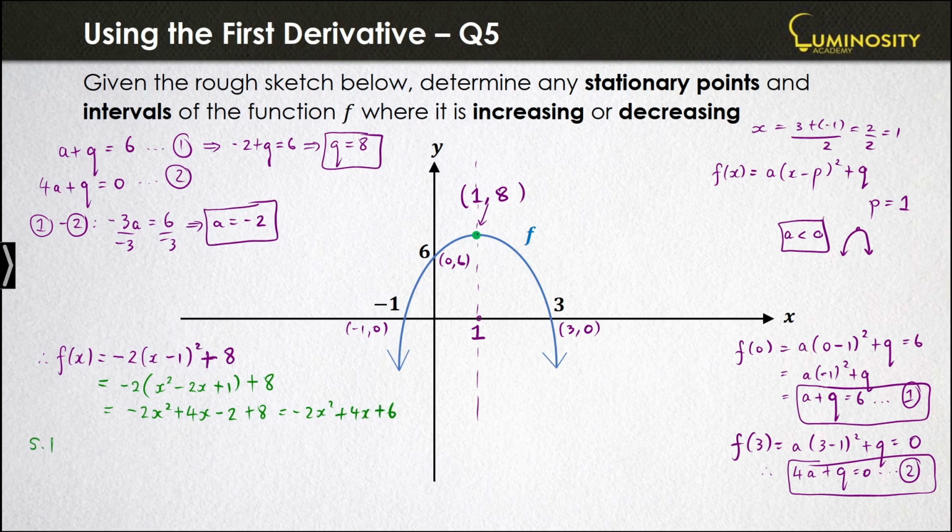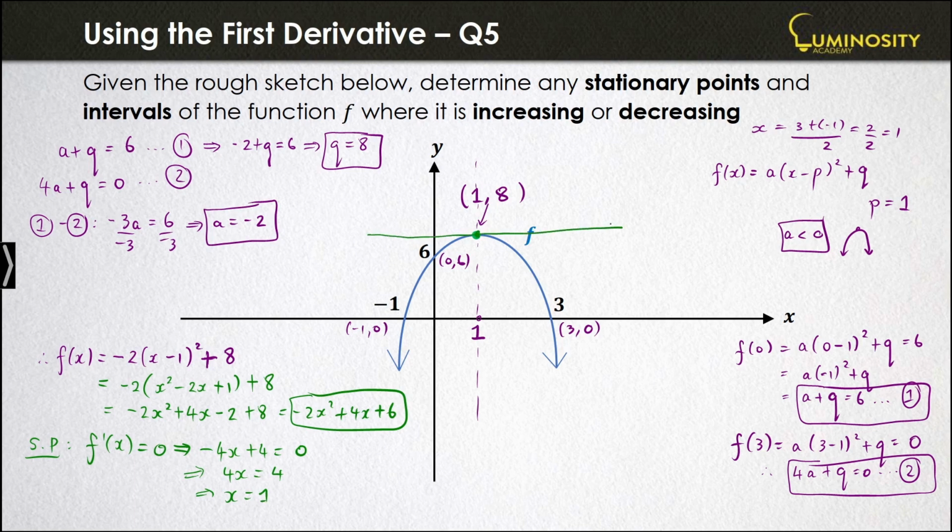So for stationary points, you set the first derivative equal to 0. The first derivative, if I do the power rule on this function, is negative 4x plus 4 equals 0. I can take 4x across, so it's 4x equals 4. Therefore, x equals 1. And that's what we kind of expected. The turning point is where the gradient of the tangent line will be 0. The gradient there is f prime of x. So that is a stationary point.